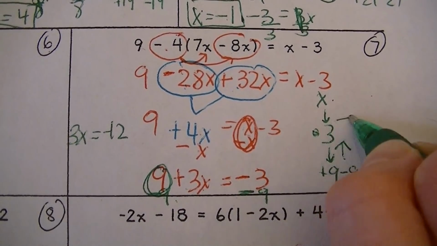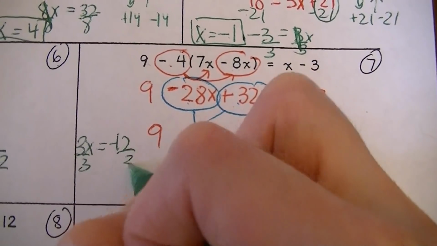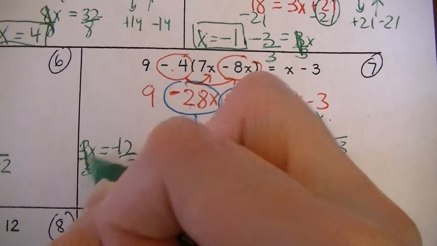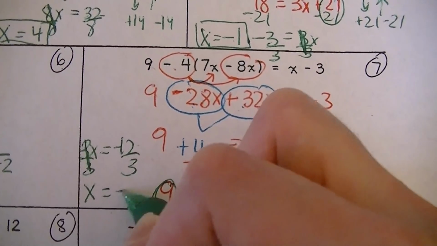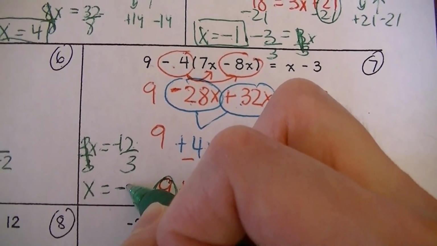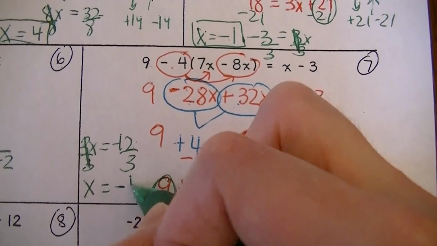Inverse operation times 3 is to divide by 3, and do that to both sides of the equal sign. 3 divided by 3 is 1. 1 times x is 1x, or x. And a negative divided by a positive is going to give you a negative. So negative 12 divided by a positive 3 is going to give you a negative 4.